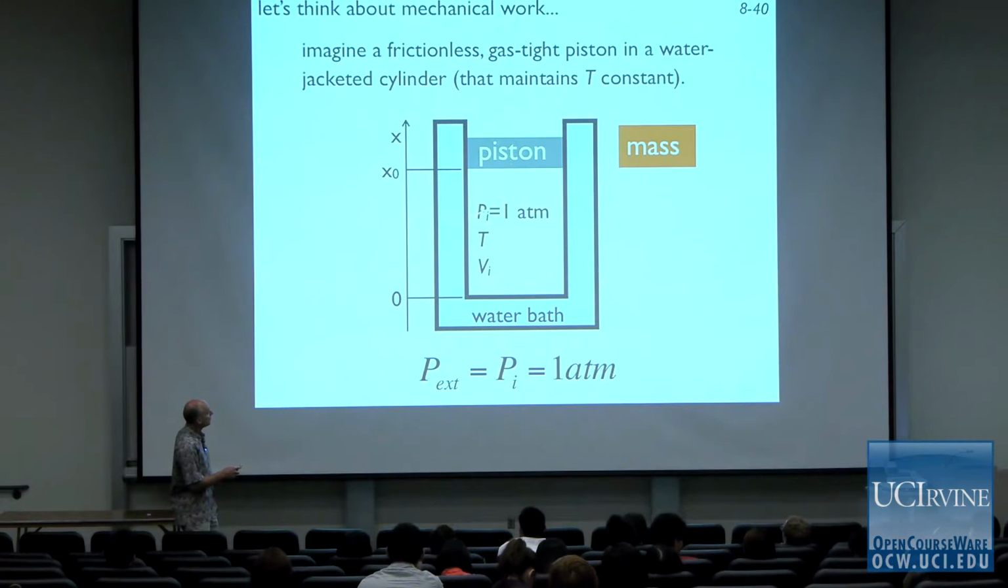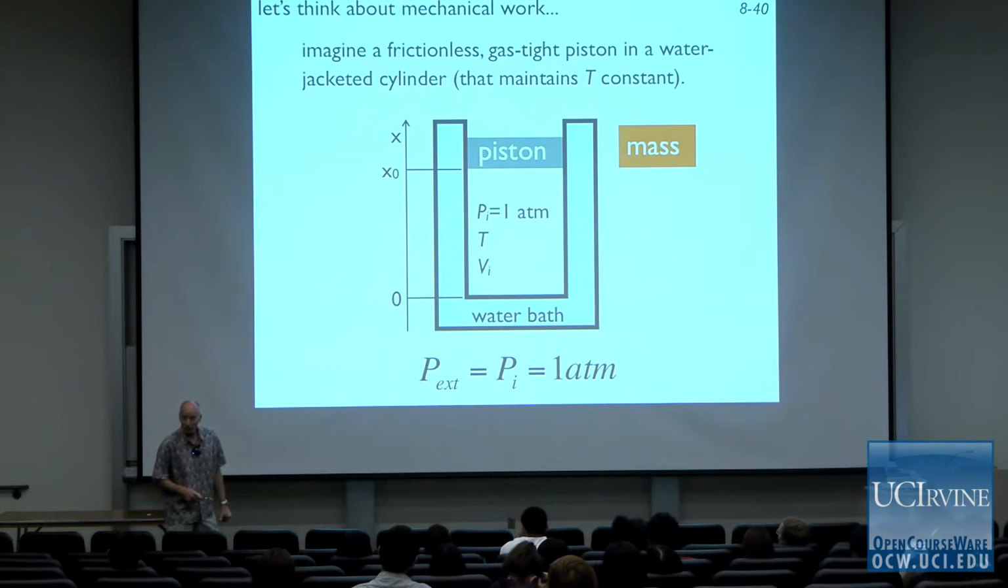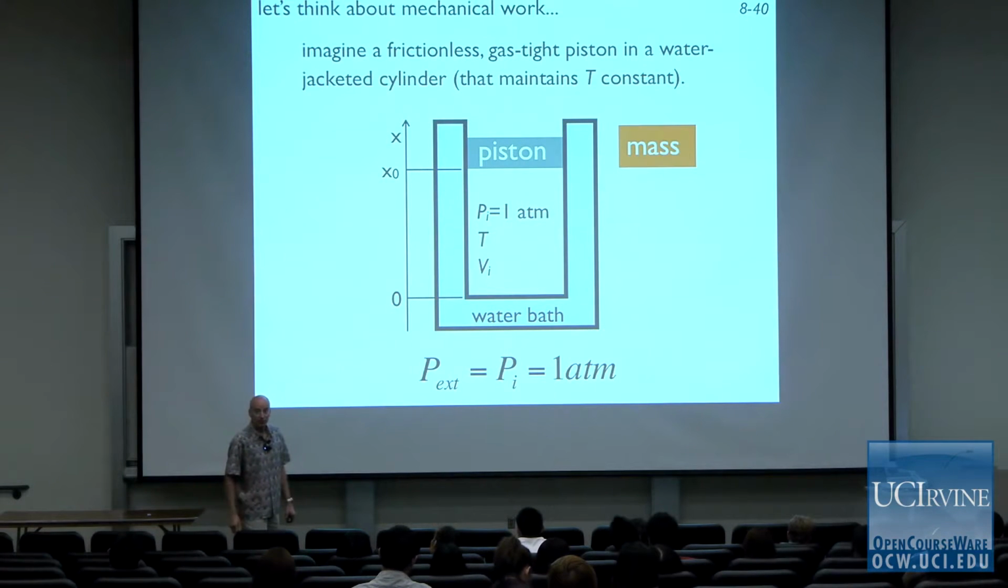There's a pressure inside the piston of 1 atm. There's a temperature that we're going to maintain constant using this water bath. And the initial volume is V sub i. Now we're in equilibrium here, so the external pressure and the internal pressure have to be equal to one another. That's mechanical equilibrium.